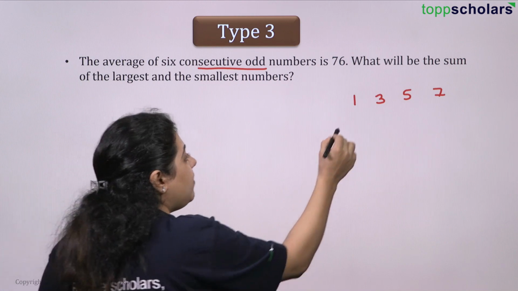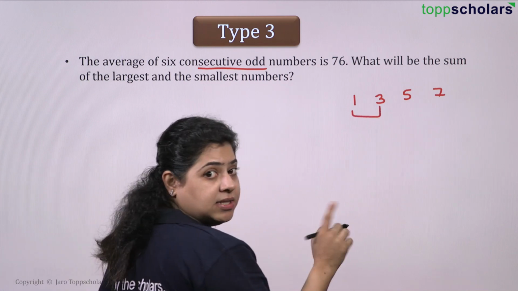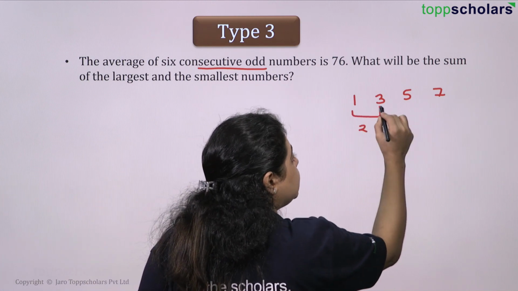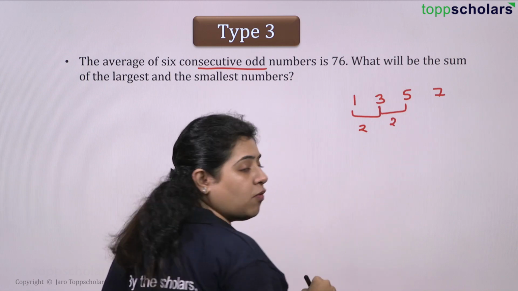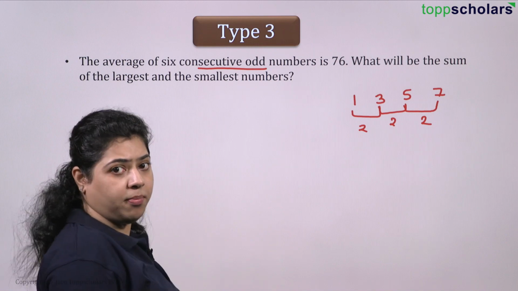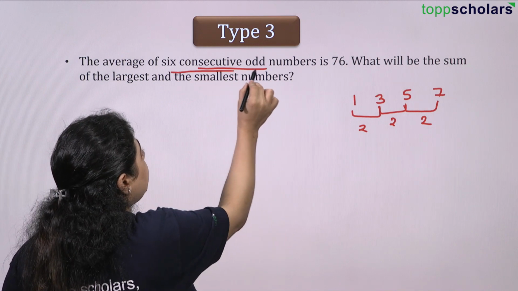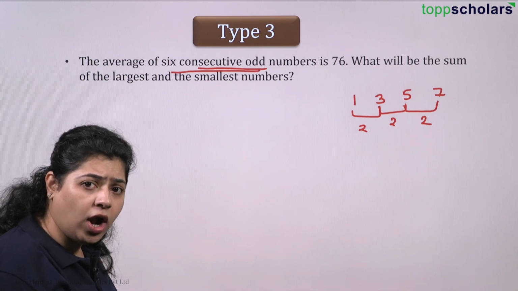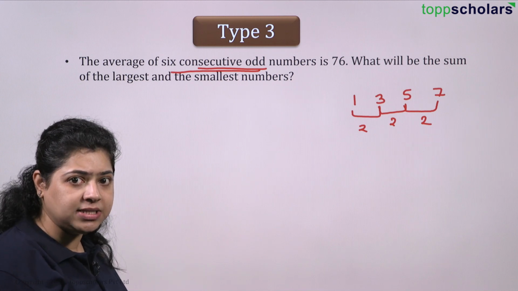Right? Now when we see 1 and 3, the difference is that of 2. When we see 3 and 5, the difference is that of 2. When we see 5 and 7, again here the difference is that of 2. Right? So the difference between any two consecutive odd numbers has to be 2 is what we understand.